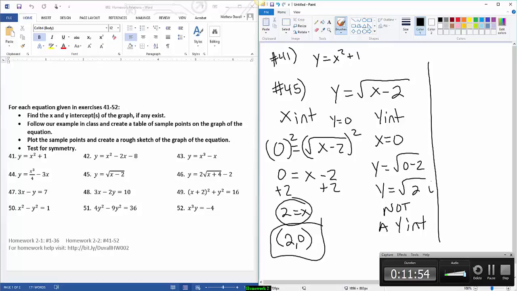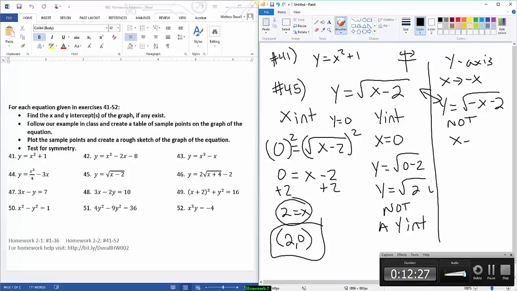So testing for symmetry, we said that we can be symmetric over the y-axis. If we imagine it being symmetric over here, my x goes to negative x. So I have to plug in a negative x for my x. Doing that here, I get y equals the square root of negative x minus 2. Well, those are clearly not the same, and so it's not symmetric.